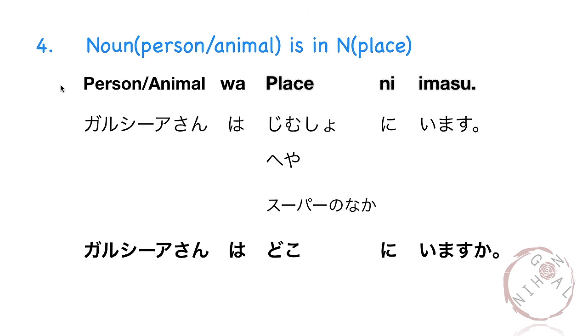Next, a noun, which is a person or an animal, is in a place. So we have noun は place にいます。For example, ガルシアさんは事務所にいます。ガルシアさんは部屋にいます。Or スーパーの中にいます。And to ask the question, 誰々さんはどこにいますか? Or ガルシアさんはどこにいますか?